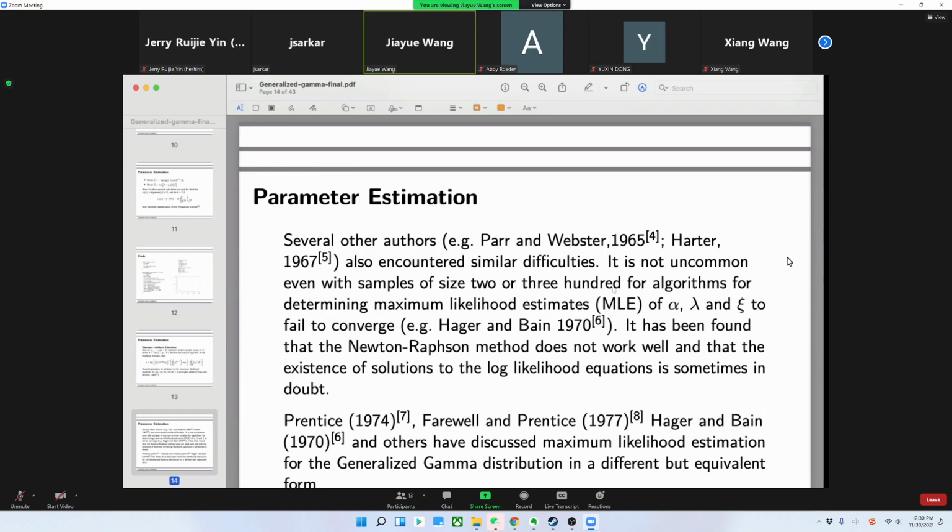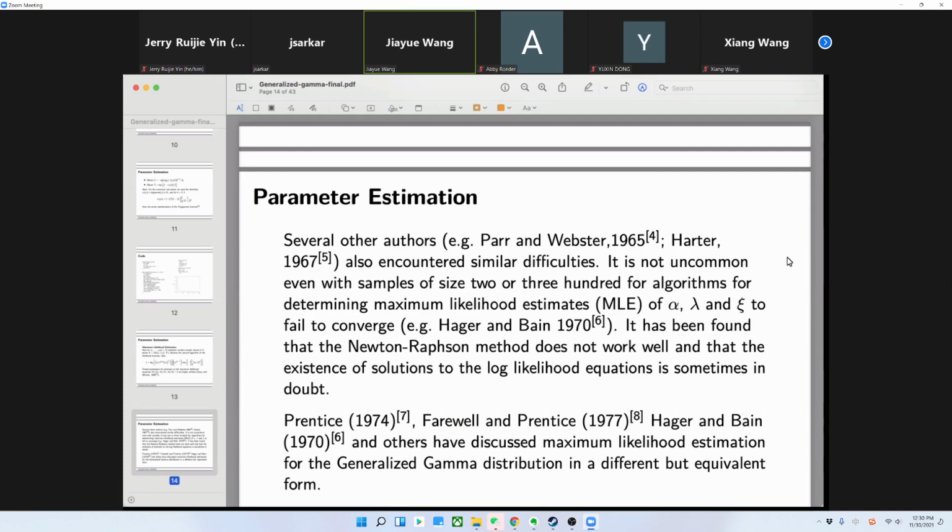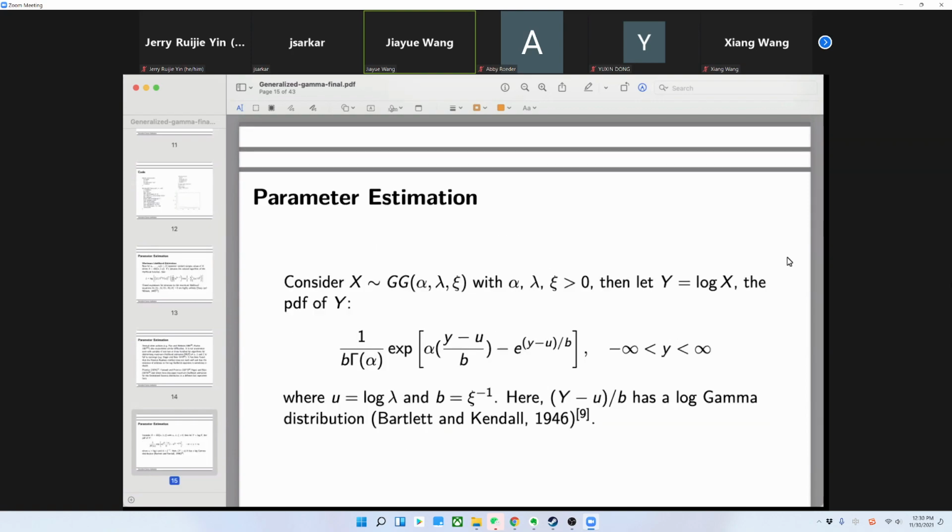and others have discussed the maximum likelihood estimation for the generalized gamma distribution in a different but equivalent form. We consider X as the generalized gamma with alpha, lambda, and Xi all positive, and then we let Y equal the log of X, then we can have the PDF of Y. And in this expression, U is equal to log lambda and B is equal to 1 over Xi. And in 1946, Bartlett and Kendall showed that (Y minus U) over B has a log gamma distribution.